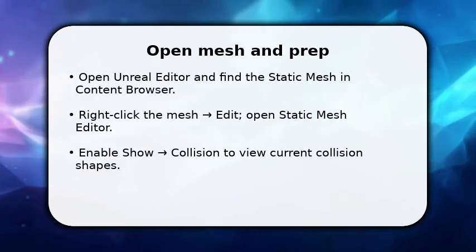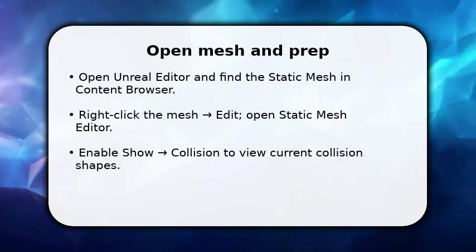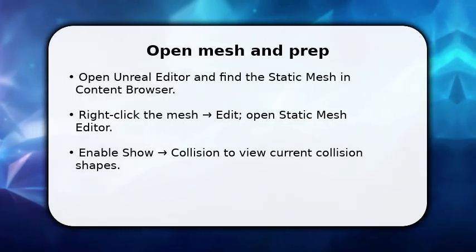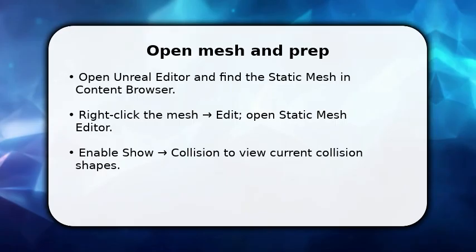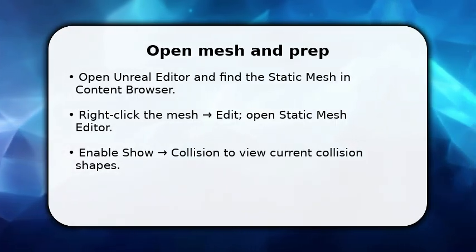Enjoy the video. You begin by opening the static mesh editor for the asset you want to change. You must view collision first, so enable Show > Simple Collision to see existing shapes. Once visible, examine whether simple primitives or multiple convex hulls are present.